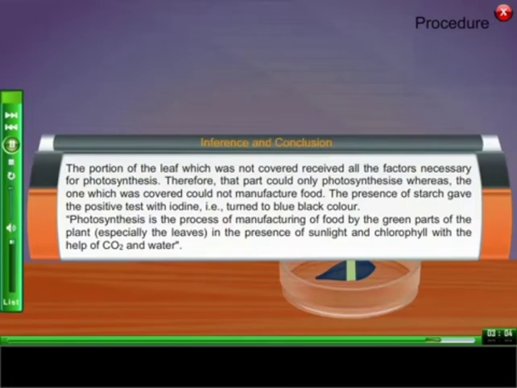Photosynthesis is the process of manufacturing of food by the green parts of the plant, especially the leaves, in the presence of sunlight and chlorophyll, with the help of carbon dioxide and water. Hope you all have understood the experiment.